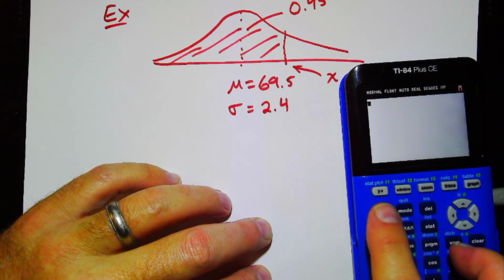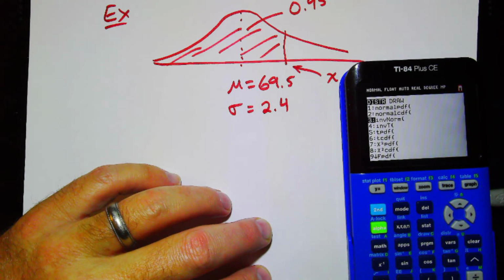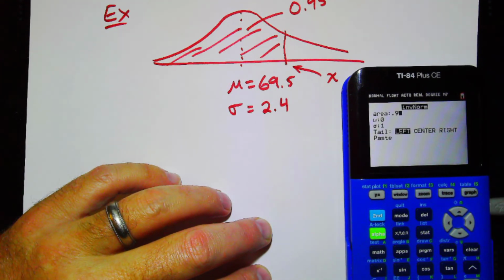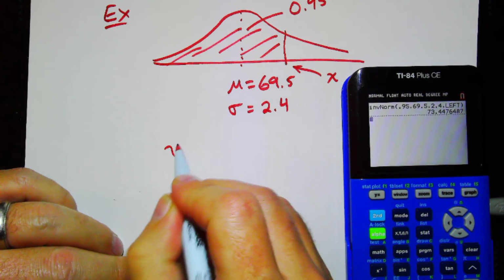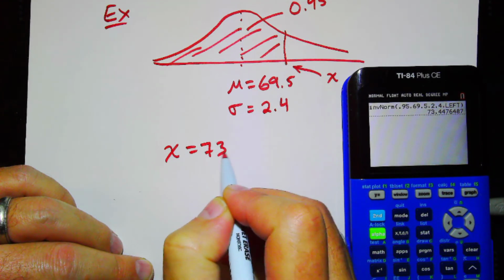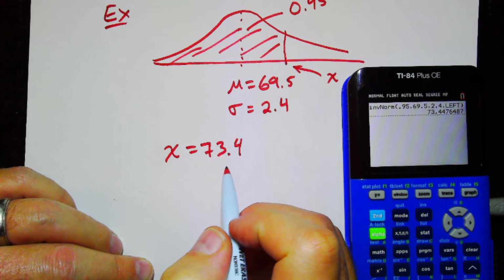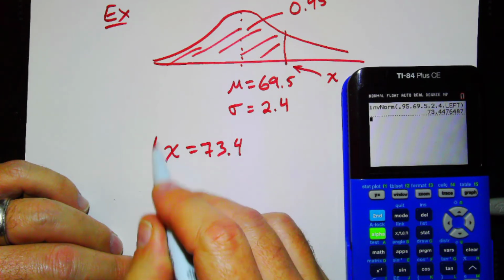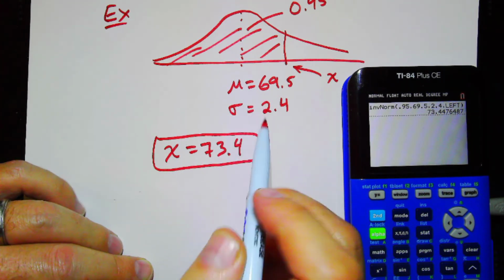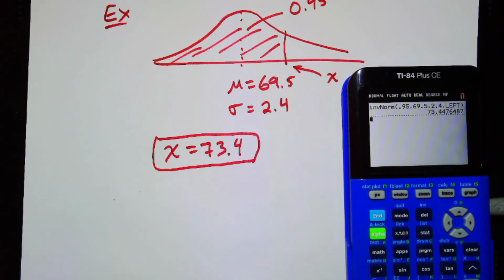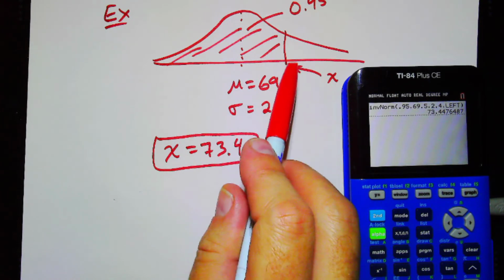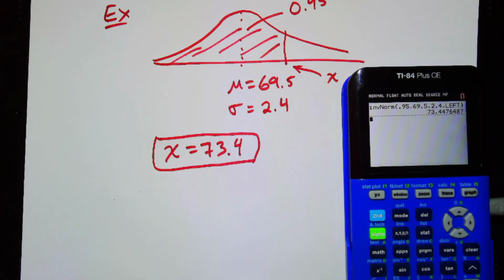And for that, we'll use the inverse normal distribution again. The area is 0.95. The mean is 69.5, and the standard deviation is 2.4, and the tail goes to the left. In this case, x is going to be 73.4, using the same number of digits as in the data that was given. So 73.4 will be the value that has 95% of the values lying to the left.